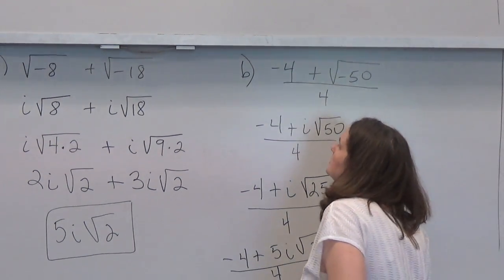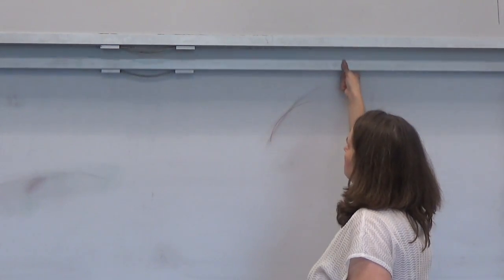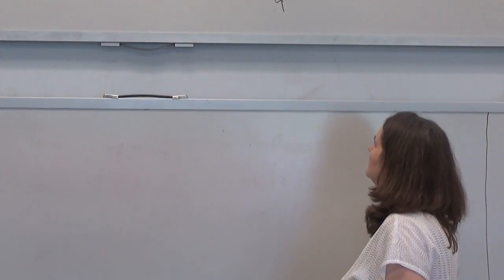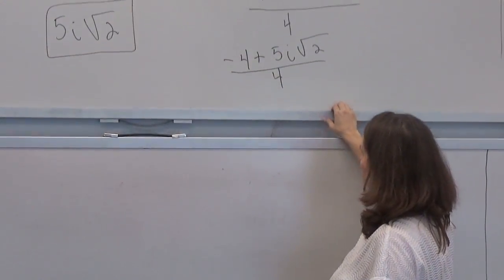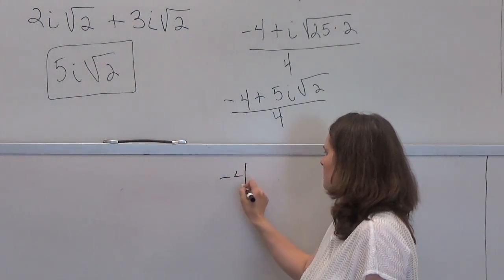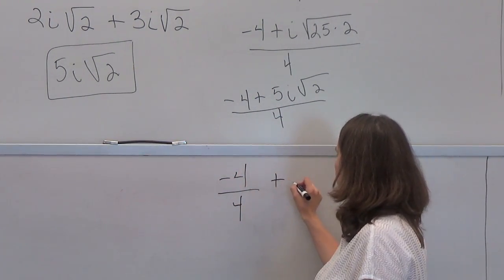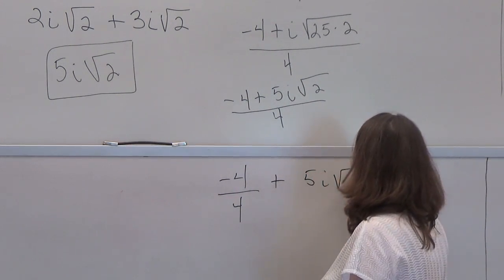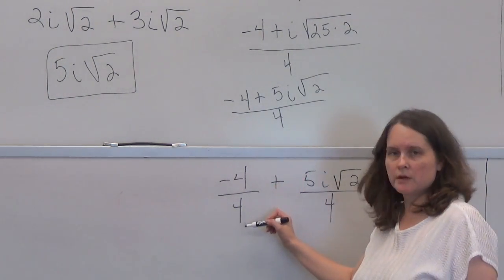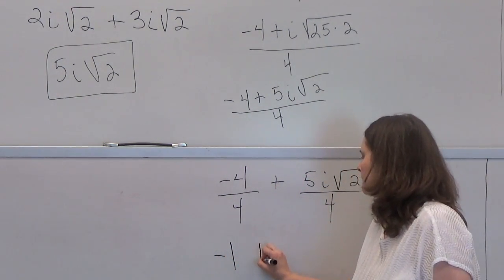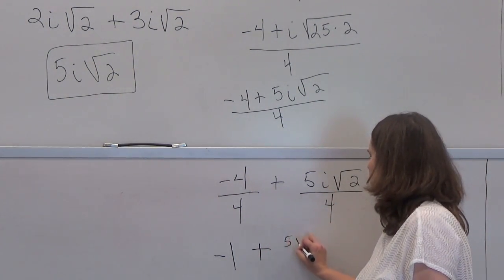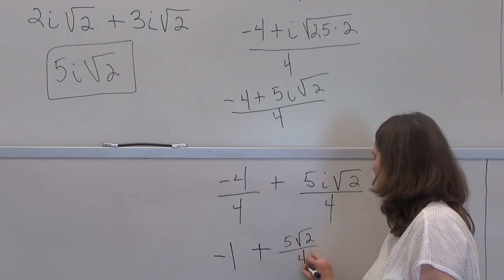So we can say that we have negative 4 over 4 plus 5i square root 2 over 4. All right, well, negative 4 over 4 can reduce to negative 1. And then over here, we can write this as 5 square root 2 over 4 times i.